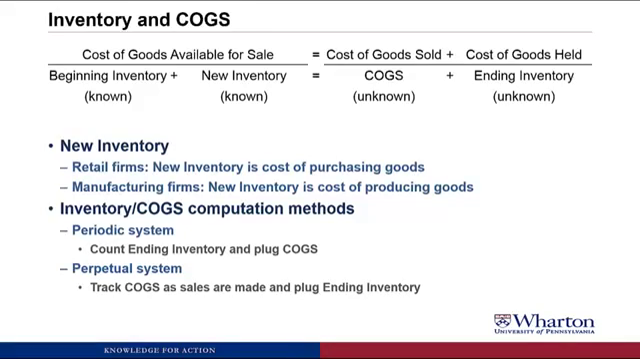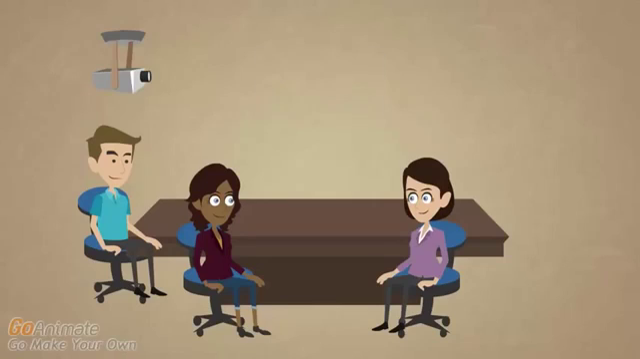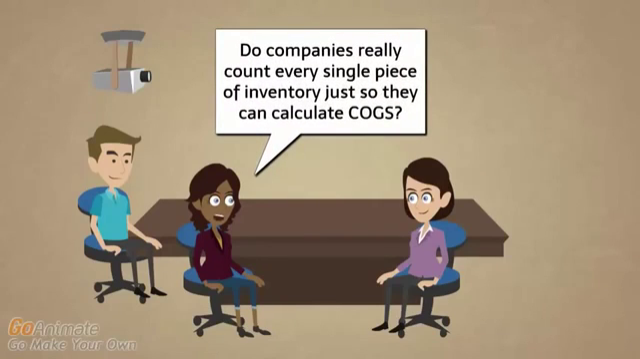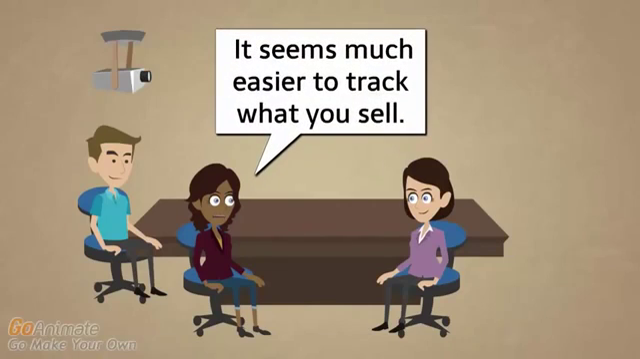Or the perpetual system, where we track cost of goods sold as sales are made, and then we plug ending inventory. If we know what we sold, then we just figure out what we have left over. Do companies really count every single piece of inventory just so they can calculate COGS? It seems much easier to track what you sell.